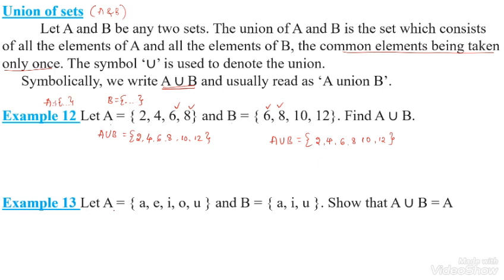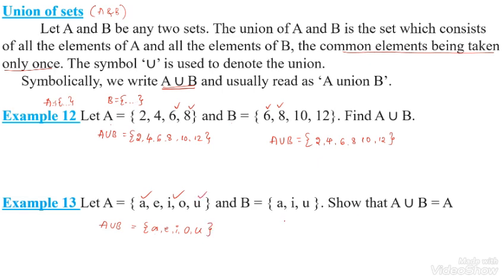Here, let A be a set containing the elements A, E, I, O, U and B be a set containing A, I, U. Okay, we have to write A union B first. What are the elements present in set A? A, E, I, O, U, and the set B containing A. Here also A is common, I will write it once. Then I, here also I is a common element, I have written. Then U, U is also a common element, I have written.